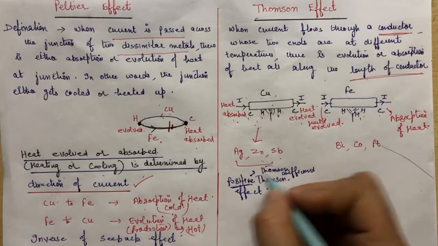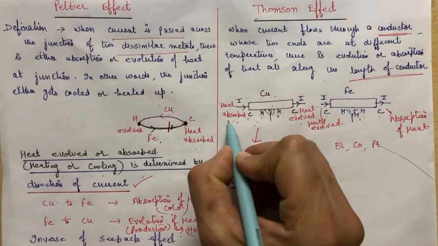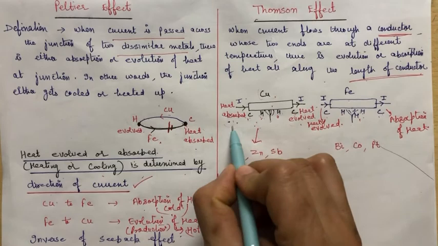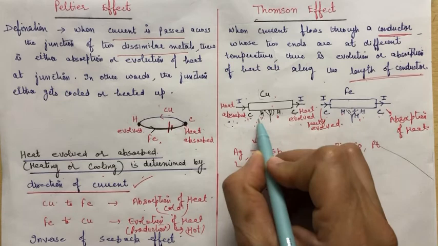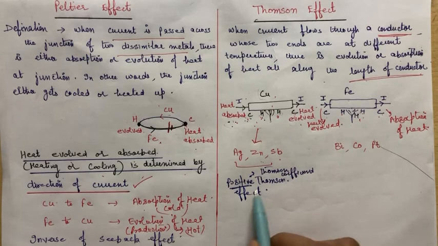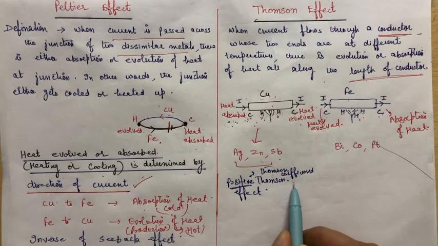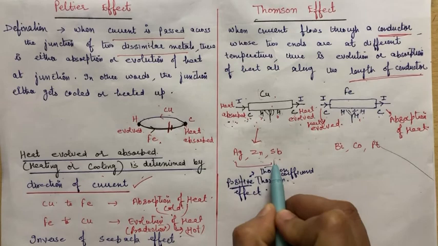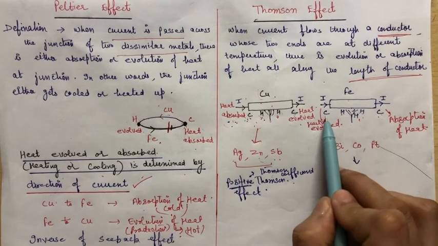So remember this: the metals where there is an absorption of heat when current is passed from the cold end to the hot end, or from lower to higher temperature, and evolution of heat from hot to cold, these metals have positive Thomson coefficients. The examples are silver, zinc, antimony, and copper.